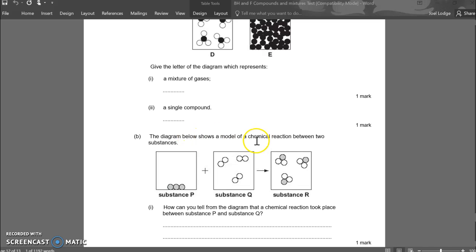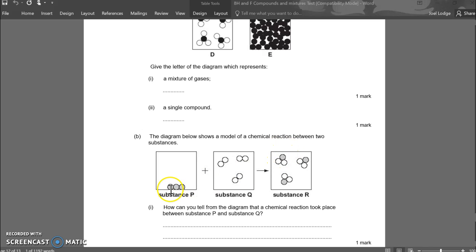The diagram below shows a model of a chemical reaction between two substances, substance P and substance Q, going to substance R. How can you tell from the diagram that a chemical reaction has taken place between P and Q? Well, if we look here, we can see that a compound or a new substance has been formed.